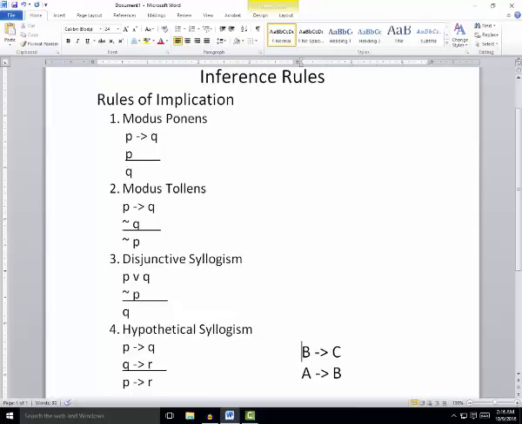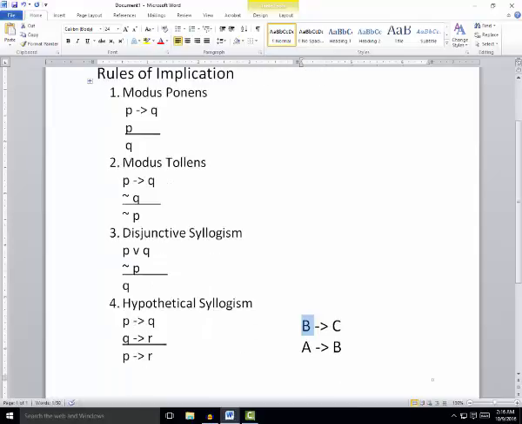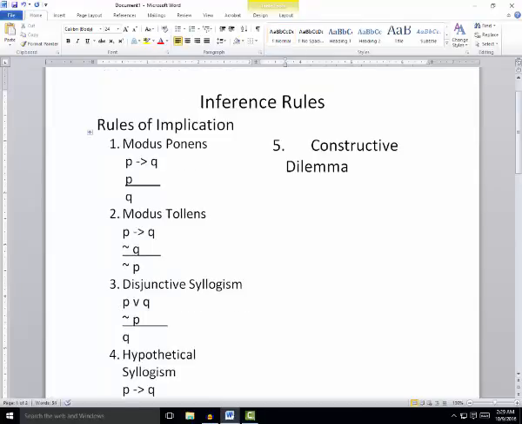In this case, the commonality, the B, which is in between A and C, occurs as the antecedent of the first conditional, and then it's the consequent of the second conditional. So it makes a different sort of visual pattern if you end up looking for that. So that's maybe something to watch out for. Either way, the conclusion is the same. It's A implies C.